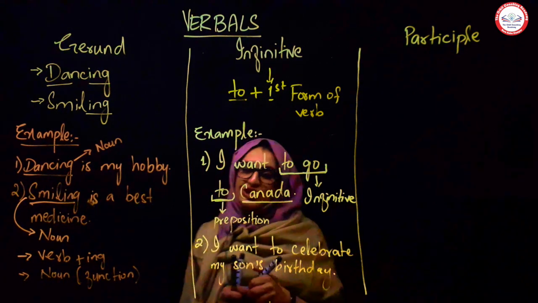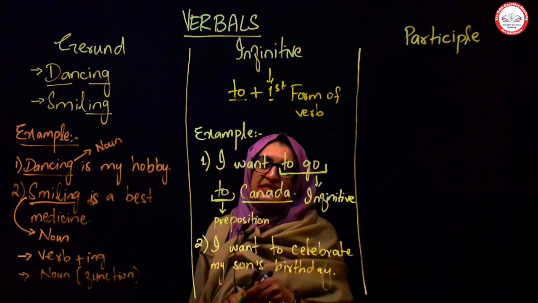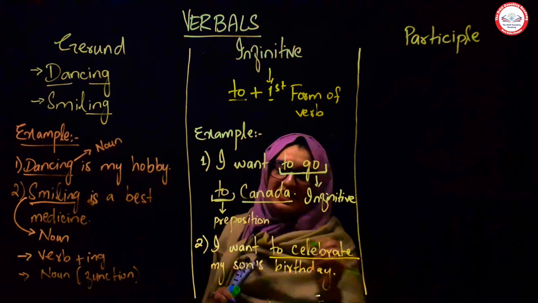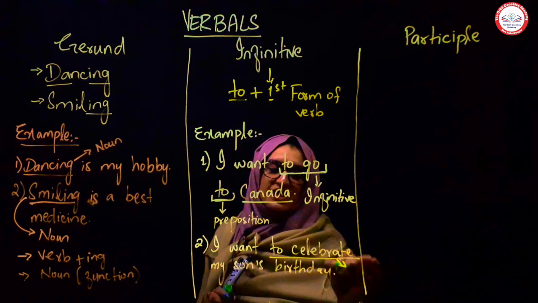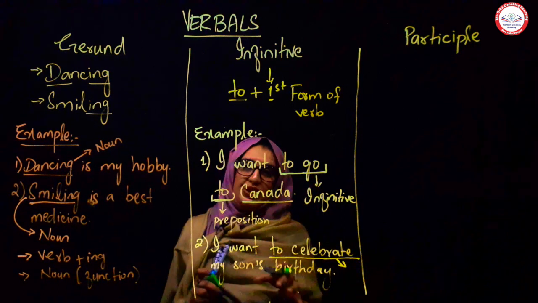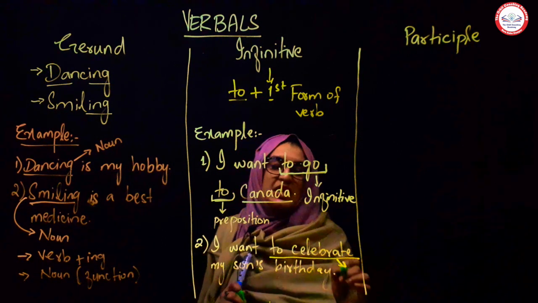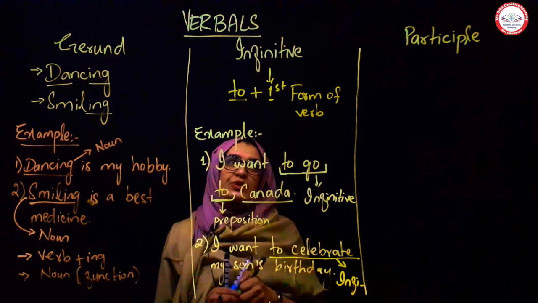Now again, I want you to recognize, take a step and try to understand where we use the infinitive. In this sentence, "to" is used with an action verb. So whenever we use an action verb in its first form with "to", that will be called an infinitive. I hope it is clear to you.